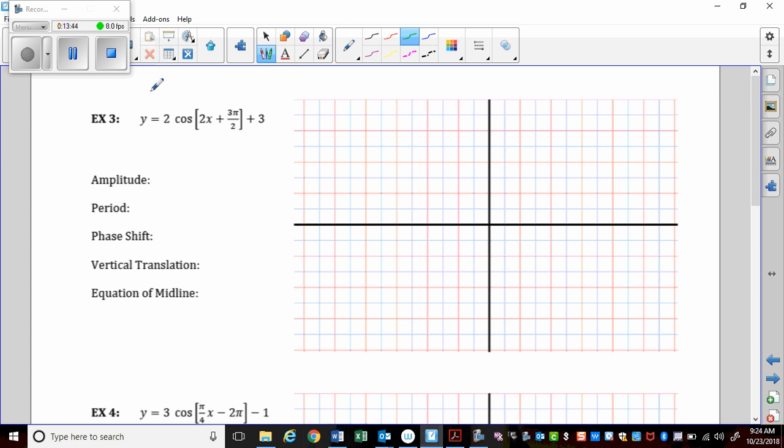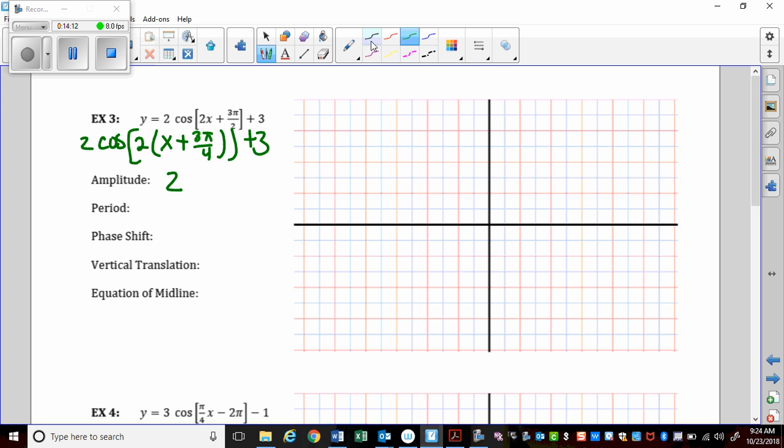Let's try a cosine one. My amplitude is 2. My period is, well, we got to figure that out. So 2 cosine, use my bracket, factor out that 2: x plus 3 pi divided by 2 is going to be 3 pi over 4. And then we still have a +3 on the outside.